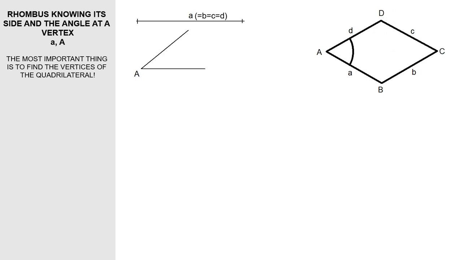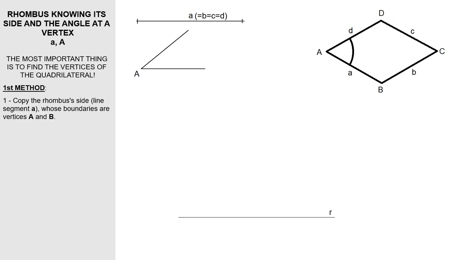We begin drawing a straight line R, where we mark the first vertex of the rhombus, vertex A. Then we copy the length of the side from vertex A, getting this other point which is vertex B, so the line segment bounded by both vertices A and B is side A.